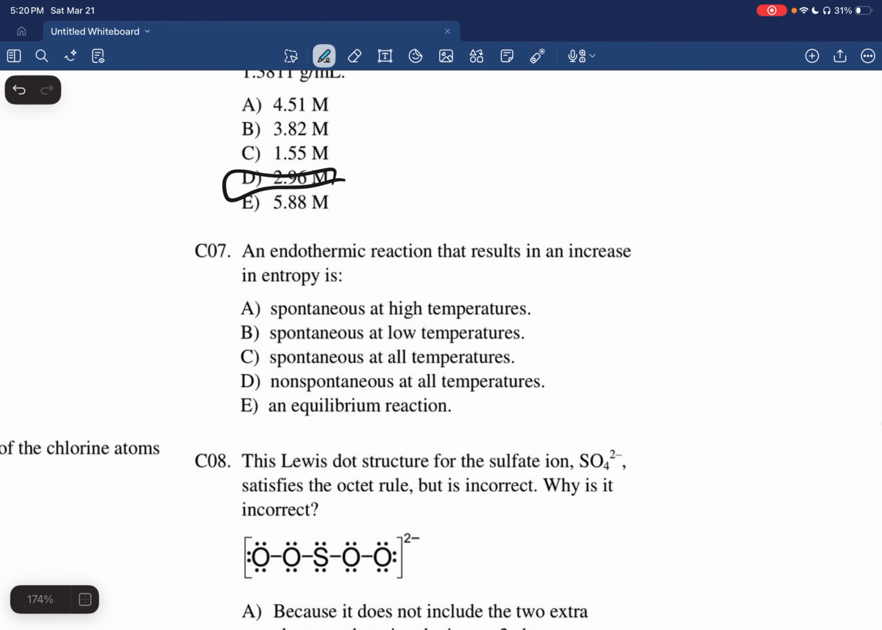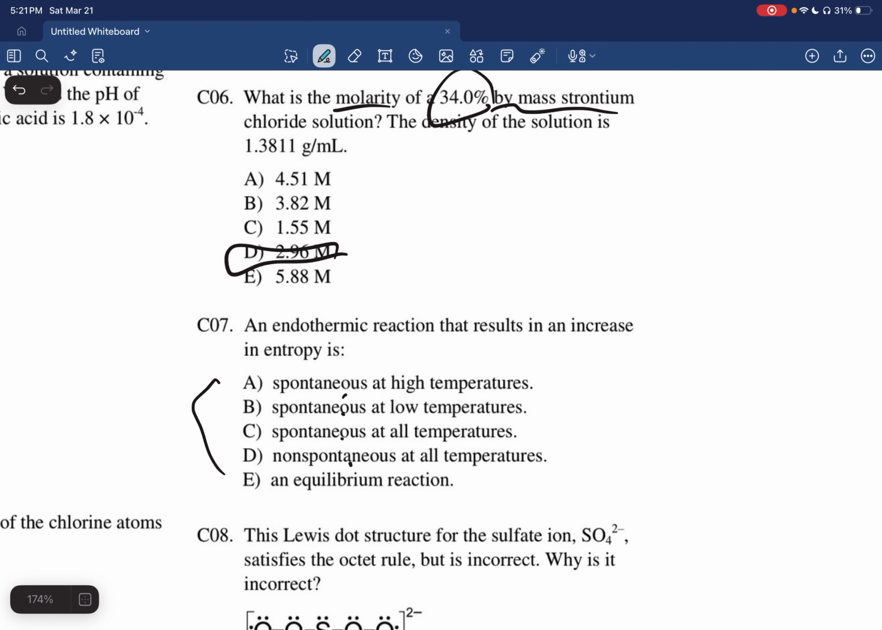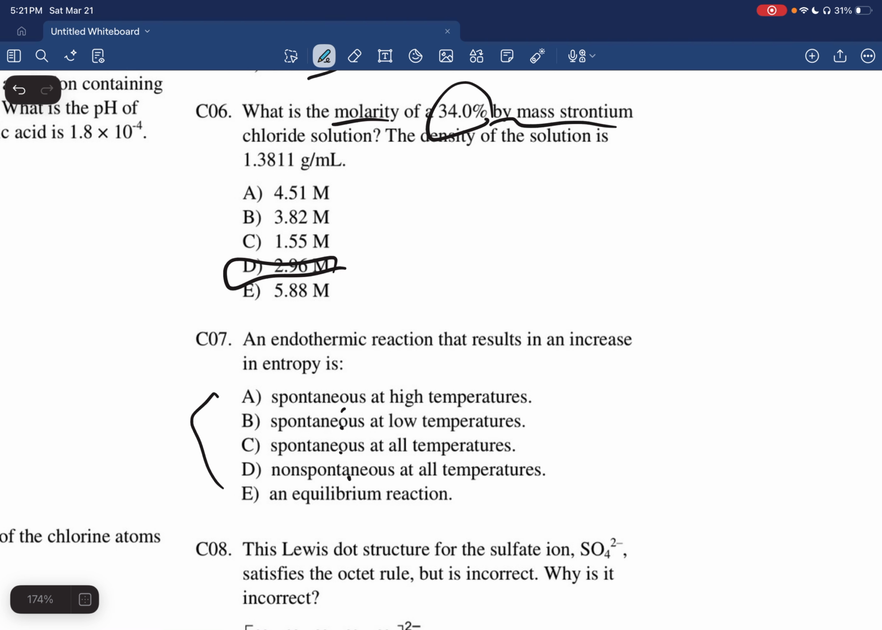So question 7 is saying, an endothermic reaction that results in an increase in entropy is what? We can see that our answer choices are all talking about spontaneous, and E is different from all the rest, but we can't assume that's wrong, though it most likely is. Let's start with these four first. It's saying spontaneous, and when you see spontaneous, you should think of Gibbs free energy, which is delta G equals delta H minus T delta S.